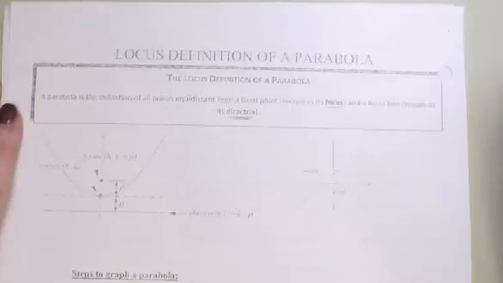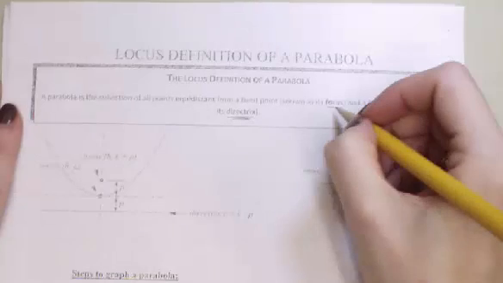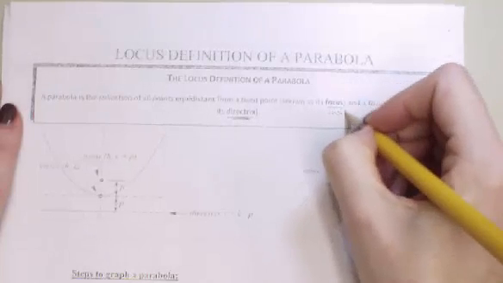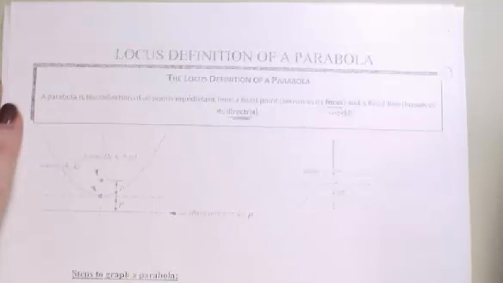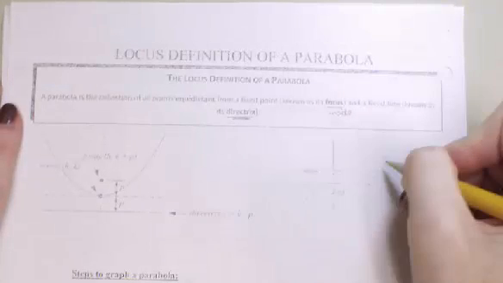Good evening, everybody. Tonight we're looking at the locus definition of a parabola. A parabola is a collection of all points equidistant, meaning same distance, equal distance, from a fixed point known as the focus. That's always going to be inside your parabola, and a fixed line known as a directrix. That's going to be outside.